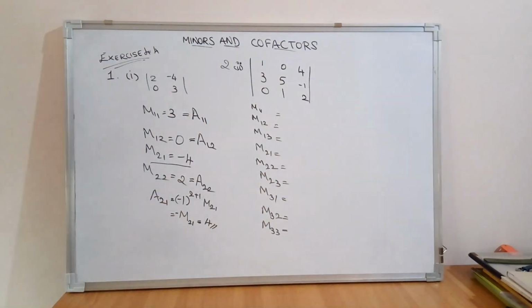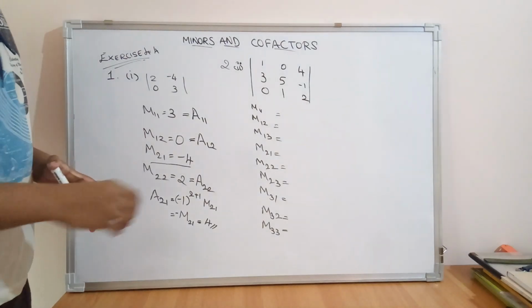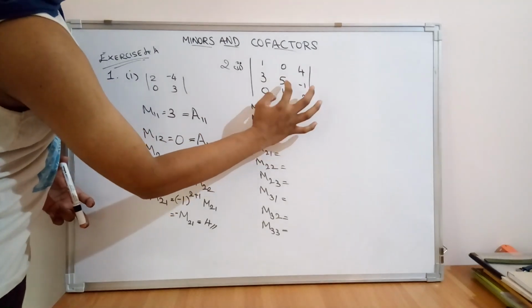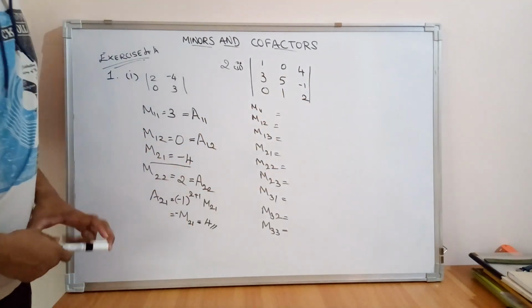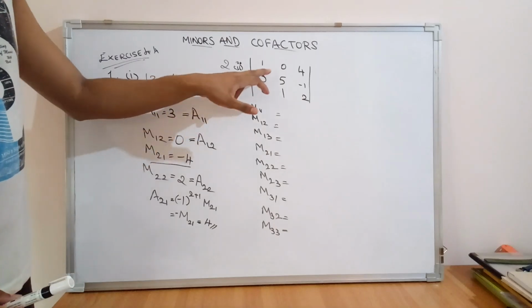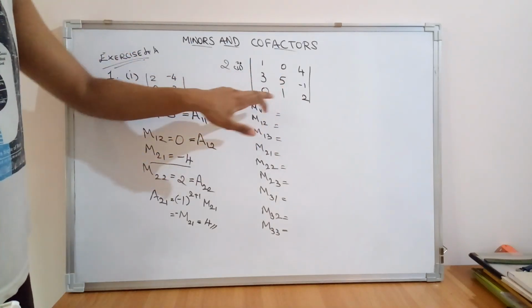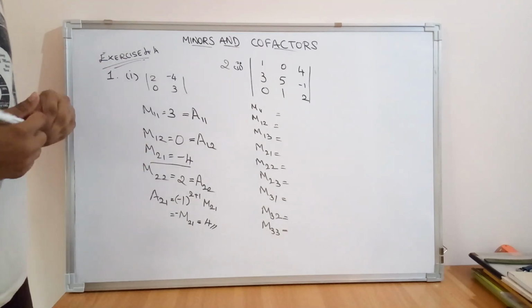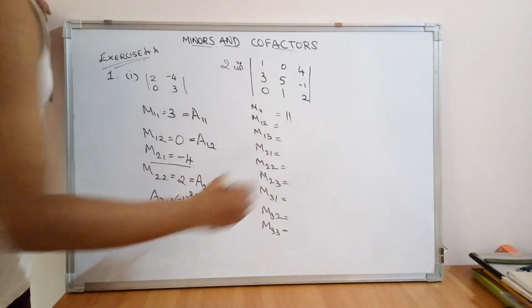Okay. So what are we going to do with M11? We are going to remove this. It's going to be the determinant of this part, that is 5, minus 1, 1, 2. Okay, that's all we are going to get. That is 5 into 2 is 10, 10 minus of minus 1, that is 11. So you're going to get 11 here.